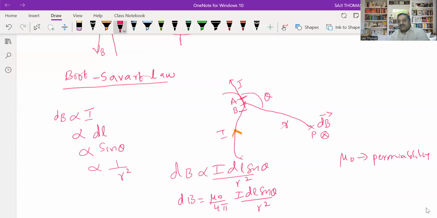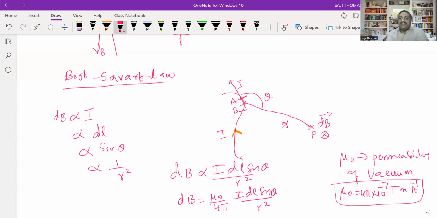Permeability of vacuum. Its value is 4 pi into 10 raised to minus 7 Tesla meter ampere raised to minus 1. This is the value of the permeability. Different media have different permeability. Mu 0 is the permeability of vacuum.